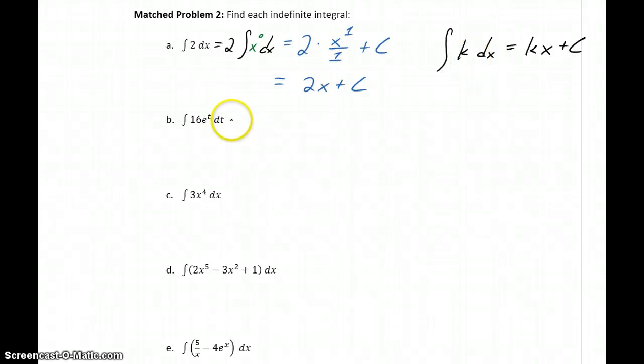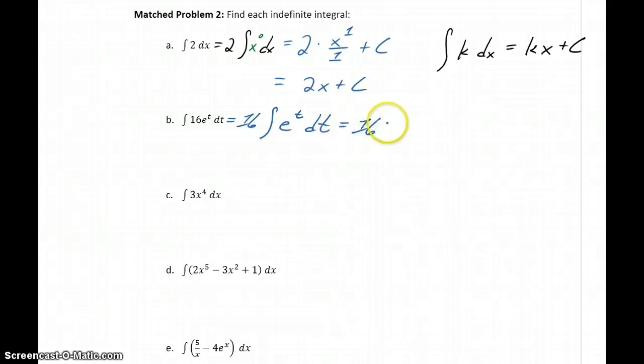In part B, we have the integral of 16 e to the t dt. So even though we're using t's instead of x's, this variable matches up with this dt portion. So we're taking the integral with respect to t. We could rewrite this if we wanted to by bringing that constant multiple out front to recognize that all we're doing is finding the indefinite integral of e to the t. We don't need to rewrite this intermediate step each time. That's up to you if that just helps you see that a little more clearly. So now we have 16 times the integral of e to the t, which is just e to the t plus some constant c.